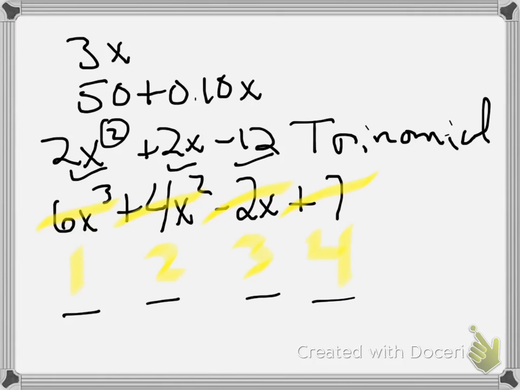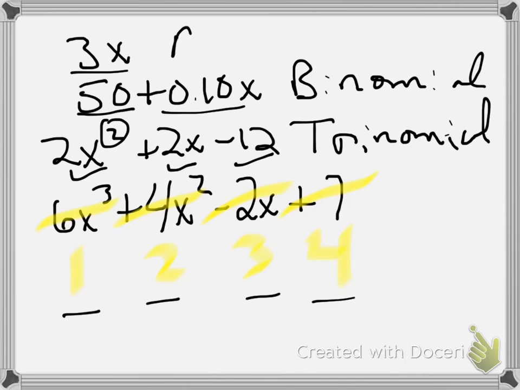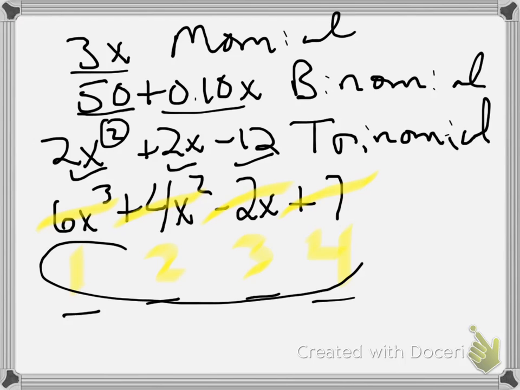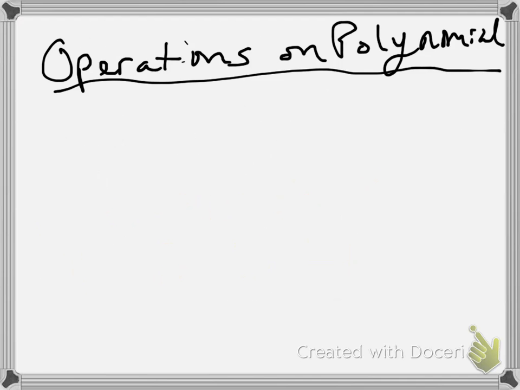And this guy has 2 terms, so it's called a binomial. Kind of like a bicycle has 2 wheels, a binomial has 2 terms that can't add together. And this guy only has 1 term. He's called a monomial. And there's no reason why we should stop at 4 terms. We could have many terms. So there's a possibility that we could have many terms.